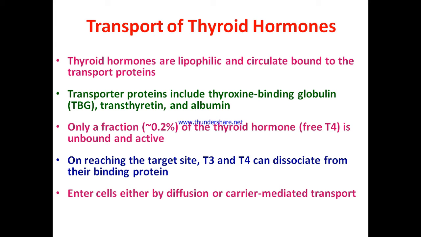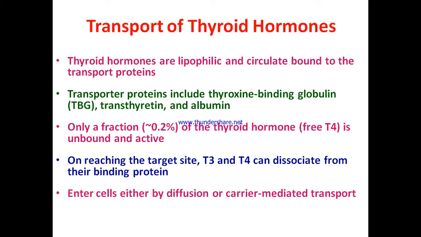Thyroid hormones are lipophilic. They are lipid soluble hormones. They are not water soluble, and hence their transport by blood is a little bit difficult. As a result, they will be bound to protein molecules and lipoproteins are produced. These lipoproteins are transported in blood. Transporter proteins include thyroxine binding globulin, TBG, transthyretin, and albumin.